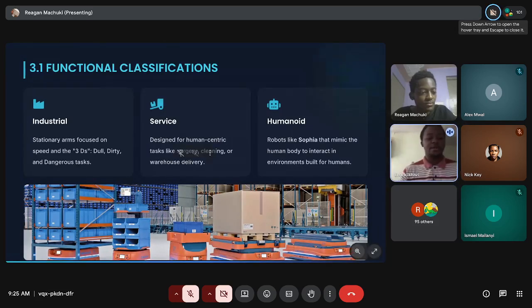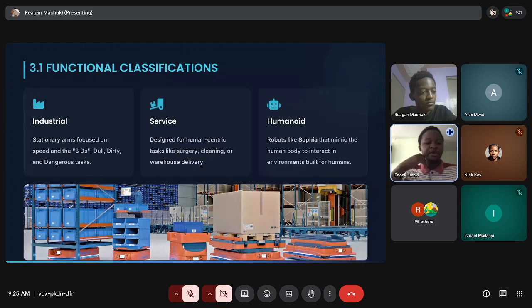Mostly they automate the tasks that human beings do, as we see in automobile industries, the way robots are used to create cars. So a good example would be having stationary arms focused on speed and doing dangerous tasks.